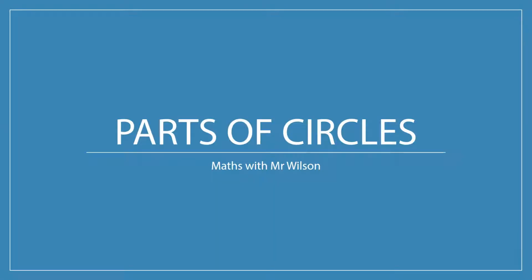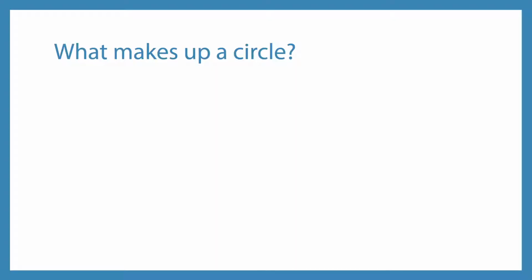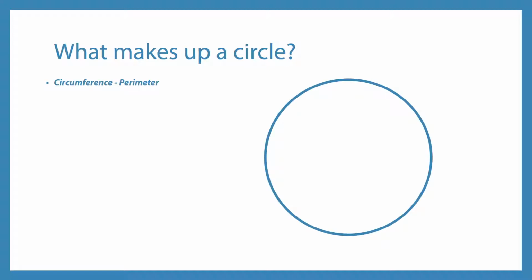Welcome to this lesson where we're going to start looking at different parts of circles. Okay, so in a circle so far you've probably heard of circumference, diameter and radius, but there's a fair few terms that we need to cover here. And I've color-coded them on the circle as we go.